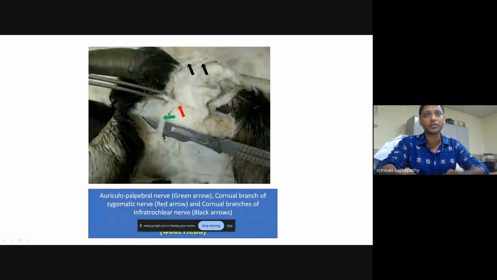Now, if you want to block the auriculopalpebral nerve for eye surgery, you can see the site. It is actually the midway between the lateral canthus of the eye and the base of the ear. If you see, this is the lateral canthus of the eye and the base of the ear. The total region is around the midway. You have to inject the anesthetic solution for diffusion, blocking the auriculopalpebral nerve, which will desensitize the upper eyelid.